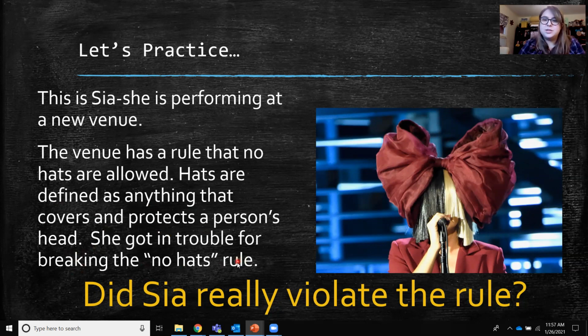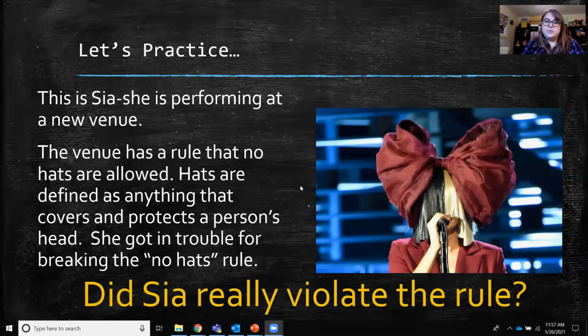So before we actually make this argument, I want to know what you think. On your page, right below your true-false statements and your definitions, I want you to write down what you think. Did Sia really violate this rule? What's your opinion? Did she break this rule?